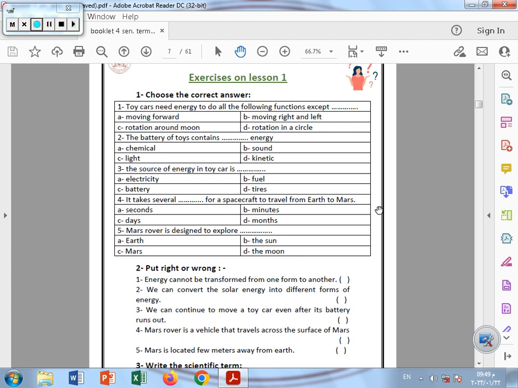Number 5: the Mars rover is designed to explore Earth, Sun, Mars, or the Moon. Yeah, excellent, to explore the planet Mars.